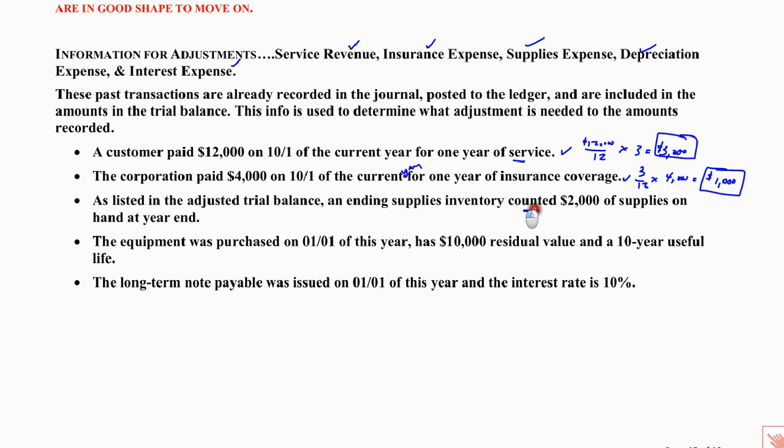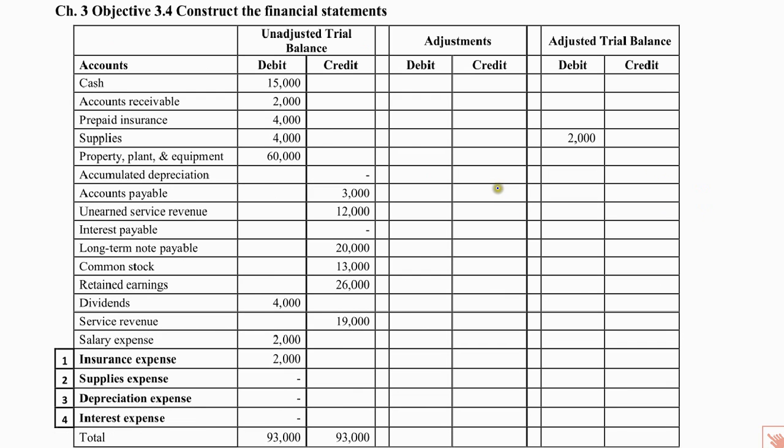They have an ending supplies inventory of $2,000. Okay, let's go. That one we could do in the chart. So you have a $4,000 debit here to start. Somebody did inventory and say, hey, we have $2,000 ending. The only way to get there is with a $2,000 credit. So our supply expense is going to be $2,000.